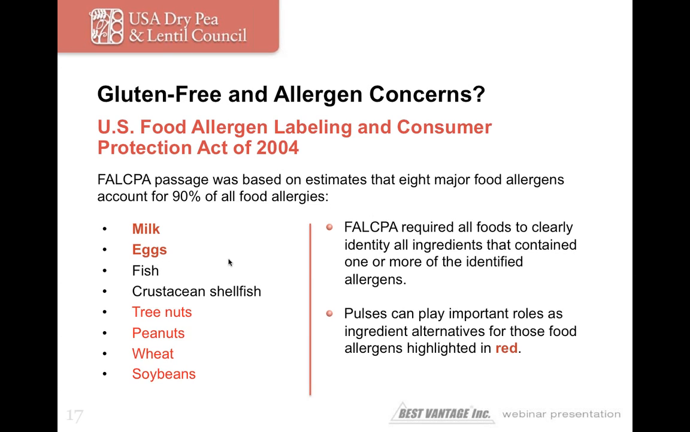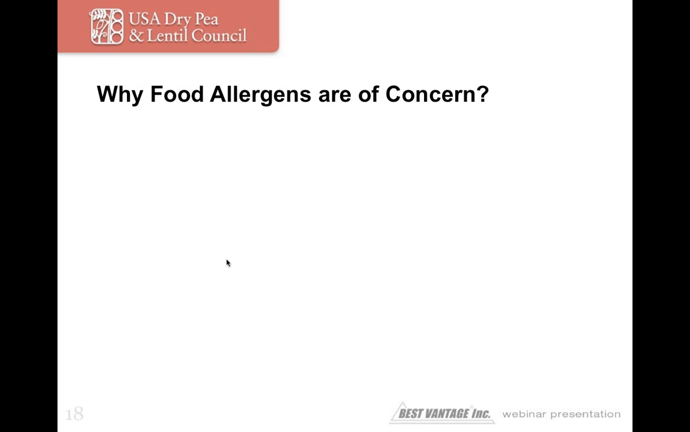And pulses can play an important role in substituting for all of the ingredients that are indicated in red. So pulses can play a role in substituting for milk and eggs, the focus of this presentation, but also tree nuts, peanuts, wheat, and soybeans.